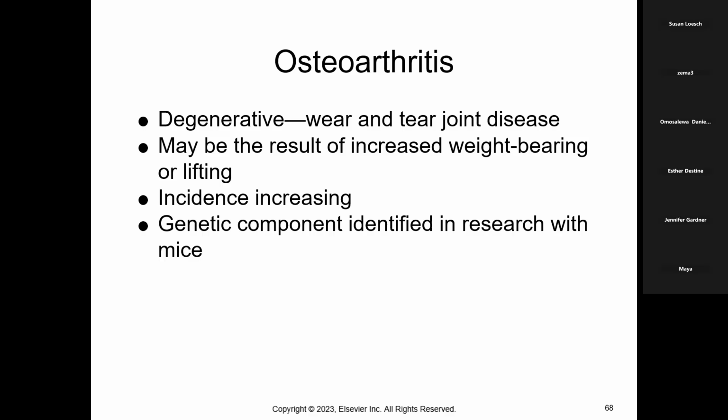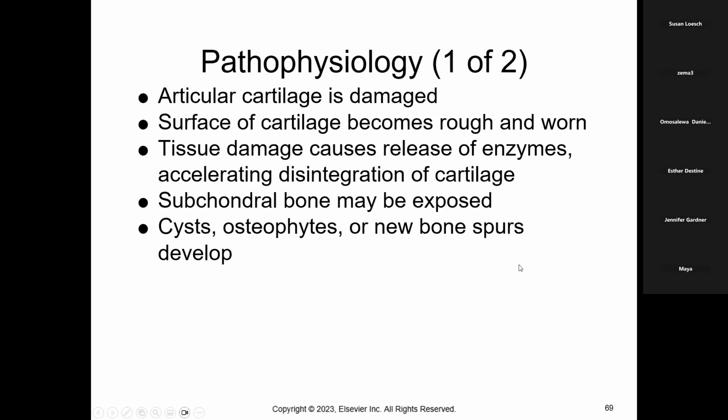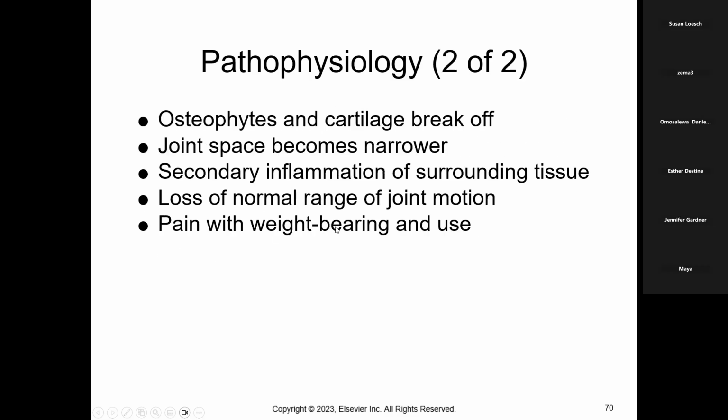The joint space becomes narrow. It can cause inflammation. These people are not going to have systemic effects either. It's really going to be just within that joint or that area where it's damaged. Okay, so they'll develop things like bone spurs, inflammation, loss of motion or range of joint motion. And it's very painful when you try to walk or bear weight.